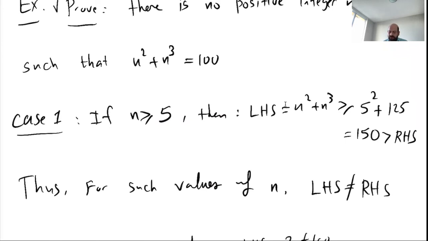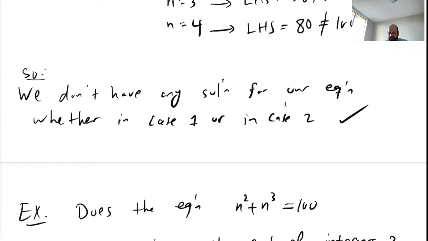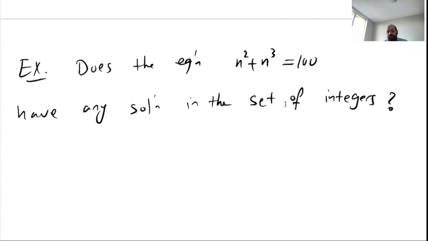The main argument in the previous example was based on the left-hand side being bigger than 100. It's not valid anymore. For example, as I said, for n equals minus 10, the left-hand side is minus 900, which is less than 100. So this time we are going to give an argument based on the absolute value of the left-hand side compared to the right-hand side.